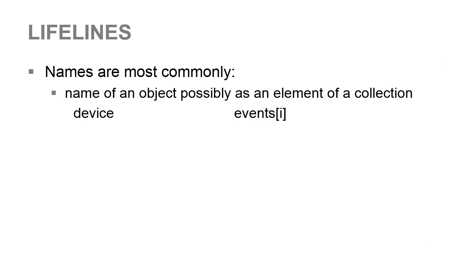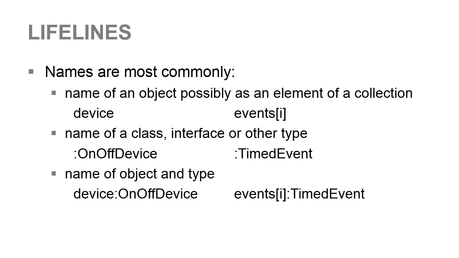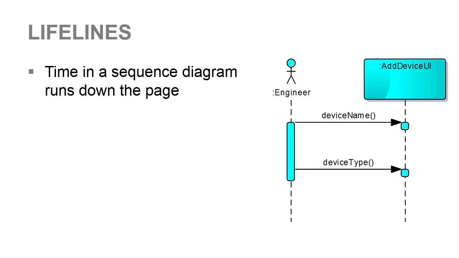Lifeline names reflect the fact that they're objects. The name can be the name of an object. If the object is part of some kind of array or collection where the multiplicity could be greater than 1, then there may be a selector that identifies which instance is being referred to. The name could be the name of the class or interface or other type that's participating in the interaction, in which case it's preceded by a colon. The name can also be a combination of the object name followed by a colon and the name of the class.